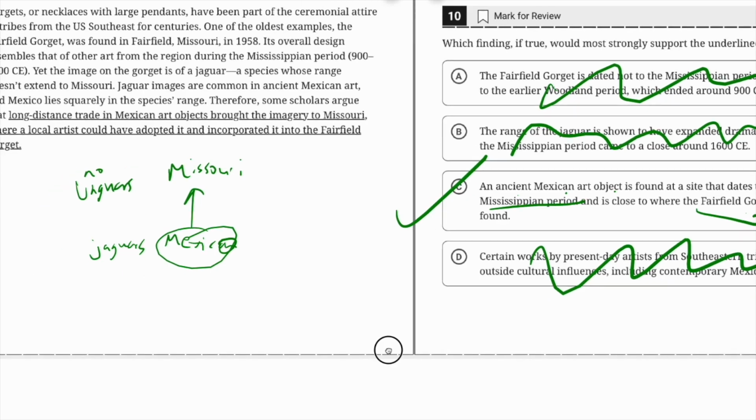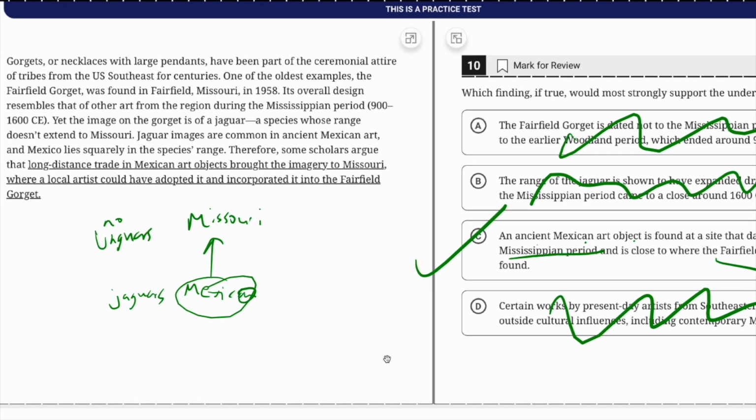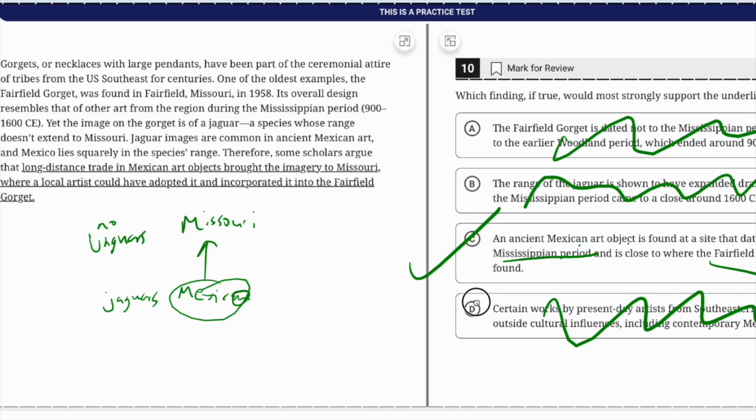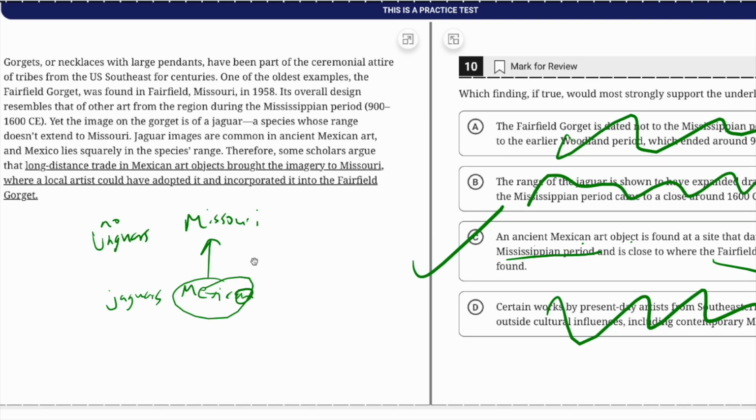So I don't have any great words of wisdom on this one. I definitely have videos talking about strengthen and weaken questions, but sometimes it's just a matter of focusing on what the variables or factors are that are going to be involved in strengthening the argument. And again, in this case, it really has to do with the location. Trade from Mexico to Missouri.